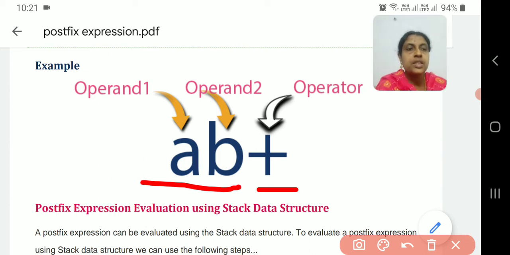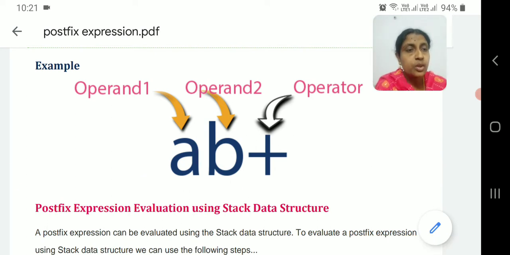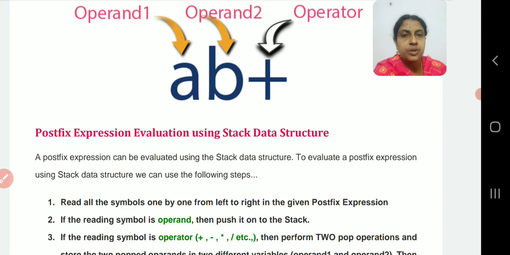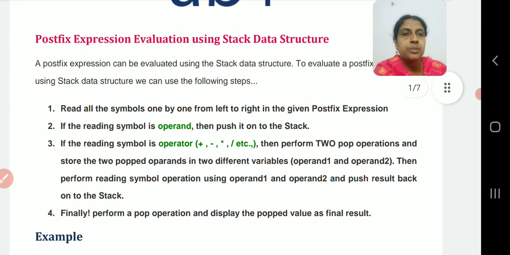Today's session we will discuss how we can evaluate this expression using the concept of stack. So postfix expression can be evaluated using the stack data structure. To evaluate a postfix expression using the stack data structure, we need to remember these steps. This is like an algorithm to evaluate a postfix expression. You need to remember this algorithm.